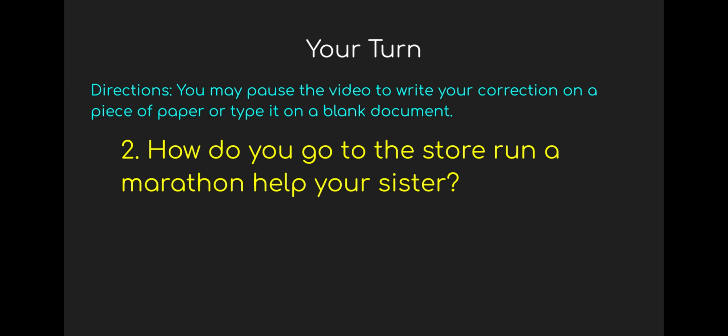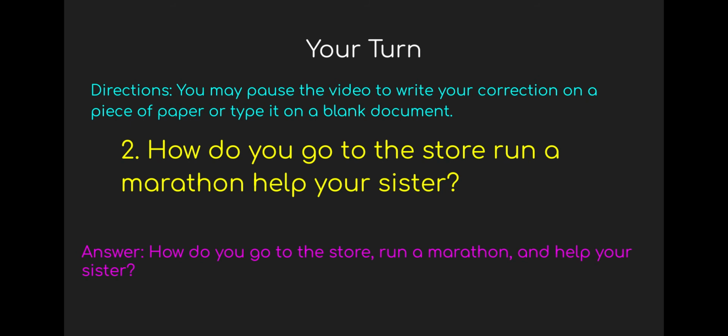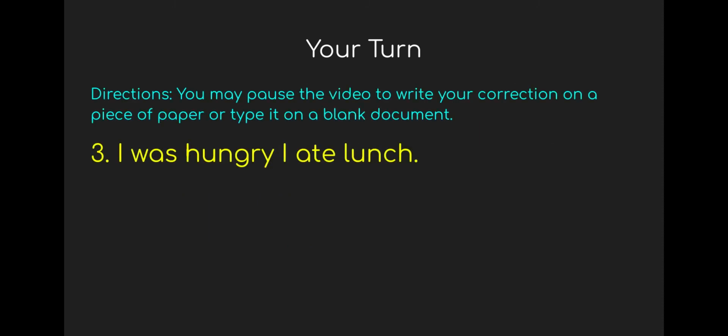Okay, pause this if you are not ready. How do you go to the store, comma, run a marathon, comma, and help your sister? Question mark. All right, this is another one that would have multiple ways to make the correction, so keep that in mind. It does not have to be written in this manner. It is just one option. I saw it as the best option. Number three, I was hungry, I ate lunch.